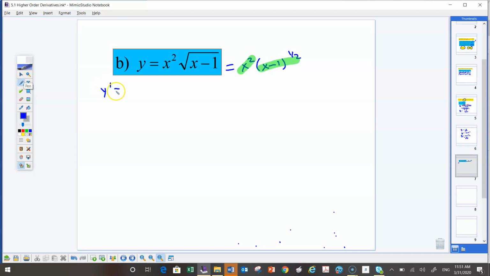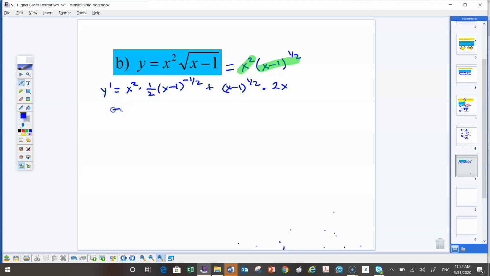So to take the derivative using the product rule, it is the first function times the derivative of the second function, and I'll have to use the chain rule, so the 1/2 comes out front, x minus 1 drops to the negative 1/2, and the derivative of the inside is 1, so there's no need to write that, plus my second function, which is x minus 1 to the 1/2 times the derivative of the first, and there is my first derivative.